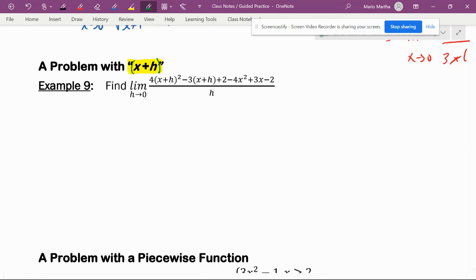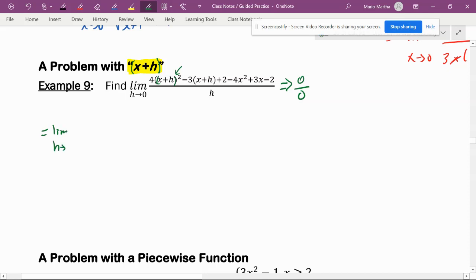So if you try to directly substitute 0 for h on the limit as h approaches 0 of 4 times x plus h squared minus 3 times x plus h plus 2 minus 4x squared plus 3x minus 2, all over h, you'll notice that we get an indeterminate form, 0 over 0. So now what we want to do is expand whatever we see here and then simplify and see if we can actually divide out the h's. So let's start doing that.